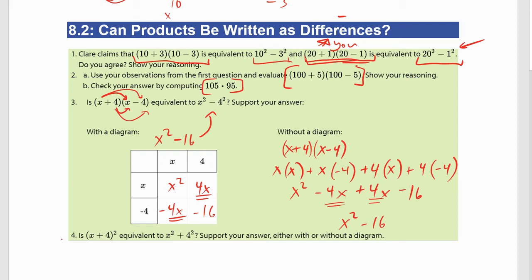All right, number 4 is definitely for you. Okay, is x plus 4 squared, the whole thing squared, equivalent to x squared plus 4 squared? So remember, this is the same as saying x plus 4 times itself, x plus 4. So go ahead and see if you get this, and make sure you support your answer. You could use the diagram or without a diagram. It's really up to you and where your comfort level is.